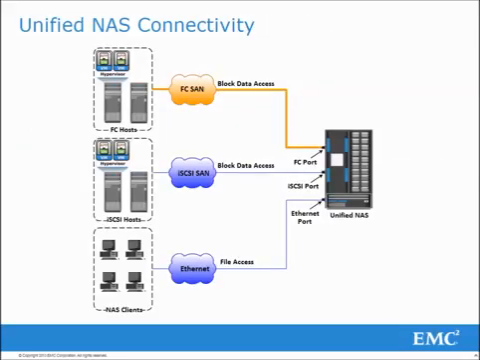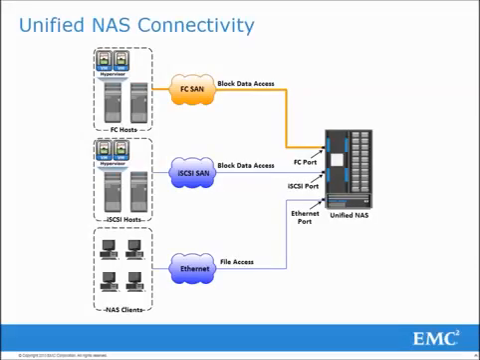Unified NAS connectivity. A unified NAS contains one or more NAS heads and storage in a single system. NAS heads are connected to the storage controllers, which provide access to the storage. These storage controllers also provide connectivity to iSCSI and FC hosts. The storage may consist of different drive types such as SAS, ATA, FC, and flash drives to meet different workload requirements.